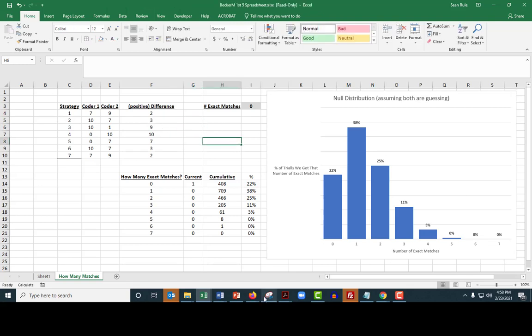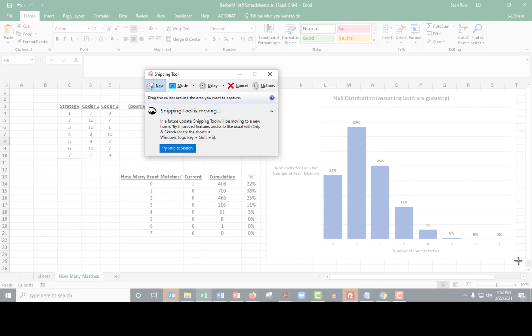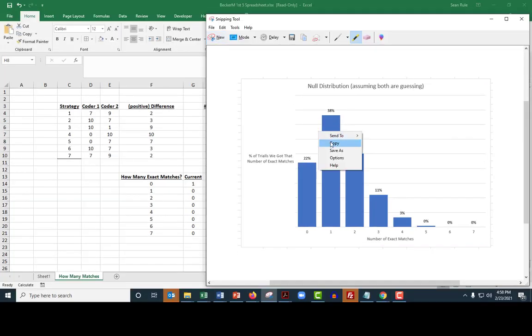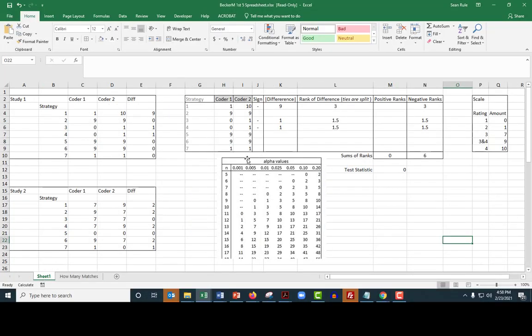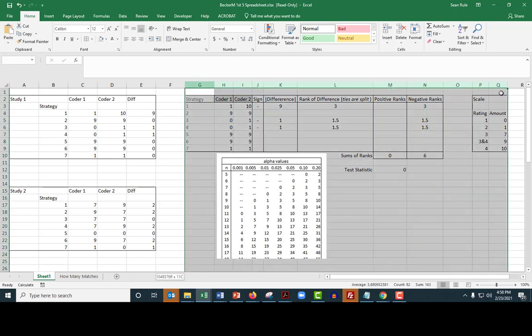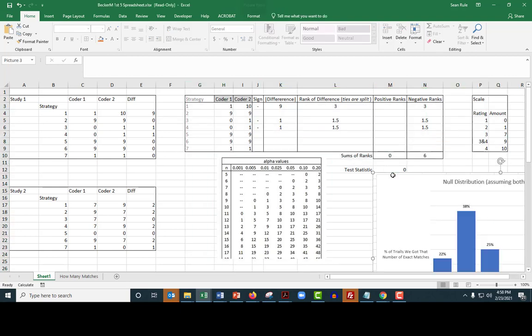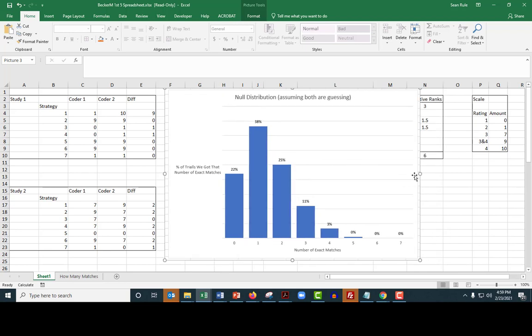I'm going to take a little screenshot of it real quick. And then we can say something like this. Copy. Let's go back to here real quick. And I'm going to delete all this stuff because I can't use, well, maybe I won't delete it yet. I'll just put this on top of it.